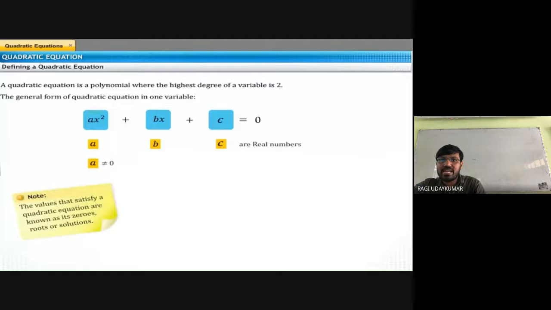The values that satisfy the quadratic equation are known as its roots. Here it is given as zeros, but it is also wrong. Not zeros. The terminology zeros should be used only in case of the polynomial. In case of the equation, the terminology should be used as roots and solution. Root and solution is correct.